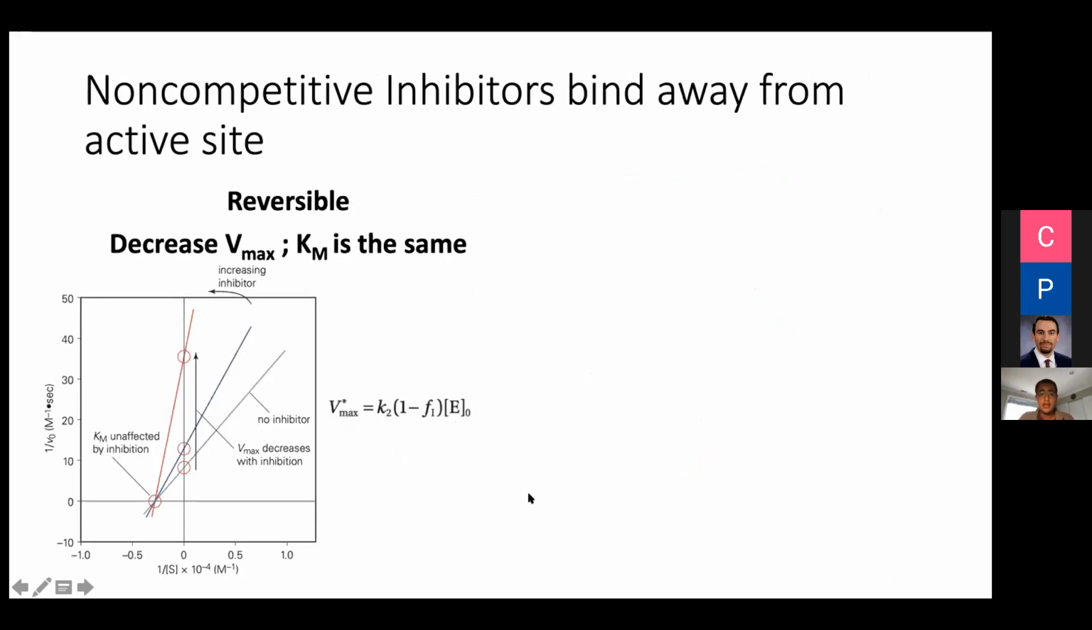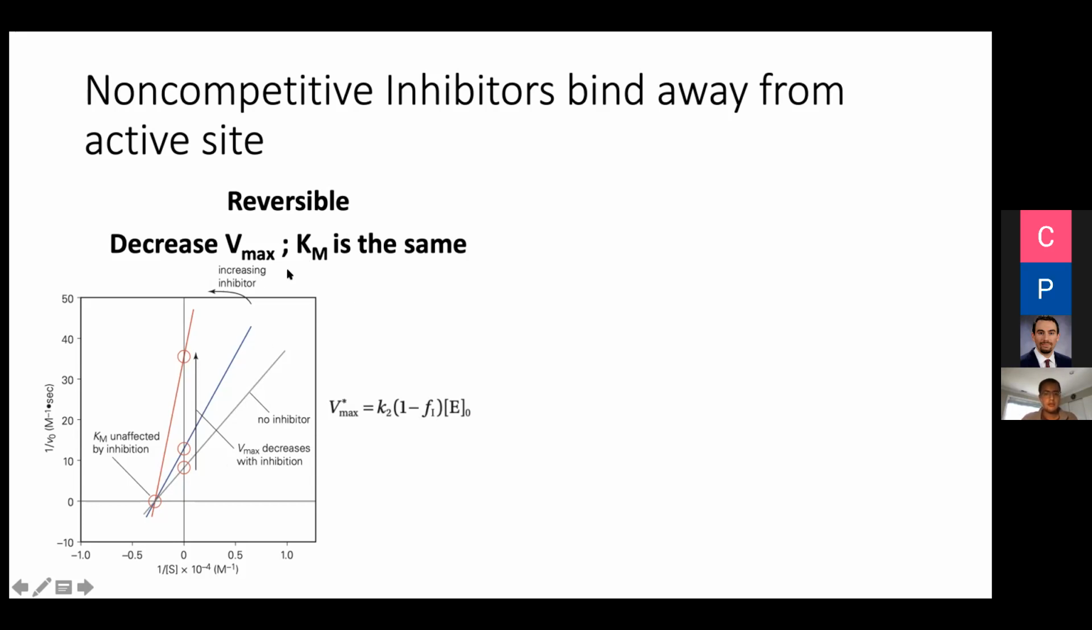Now, the last two types of inhibition are the non-competitive inhibitors, and these bind away from the active site. So you can imagine they'll have different effects on the enzyme. First, I'll talk about reversible non-competitive inhibitors. These decrease the Vmax, but the Km is the same. If you notice here, the Km is the same, but the Vmax decreases, and this is a new Vmax, which again is dependent on the fraction of the enzyme bound to the inhibitor.